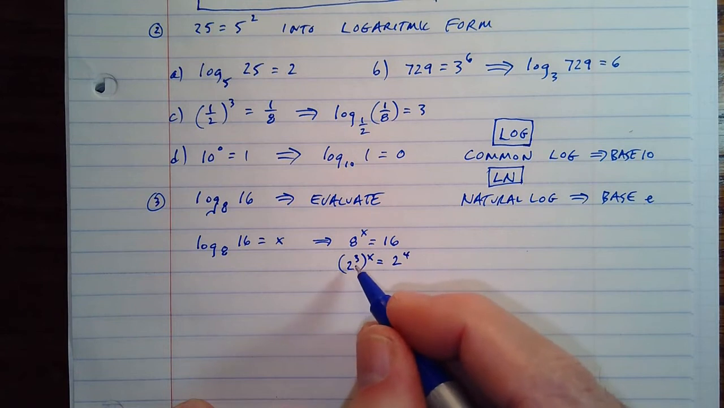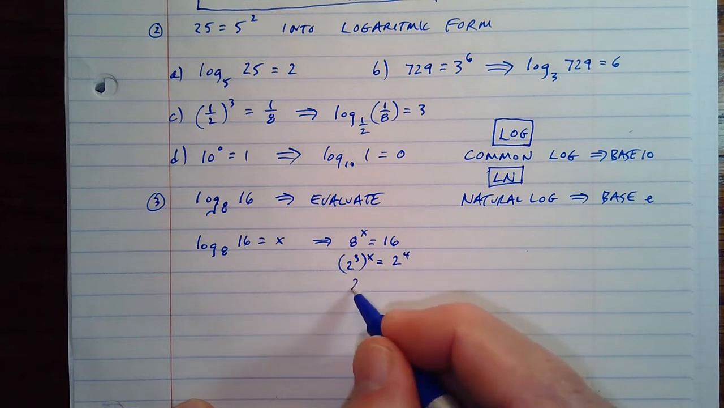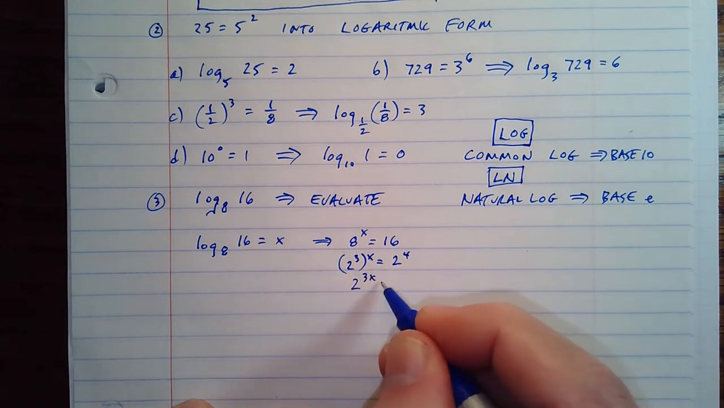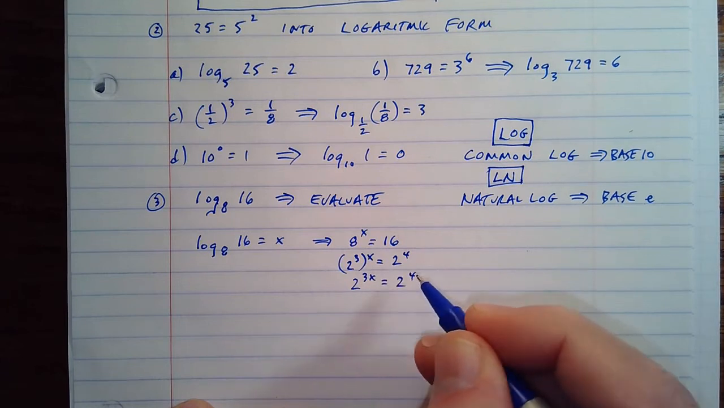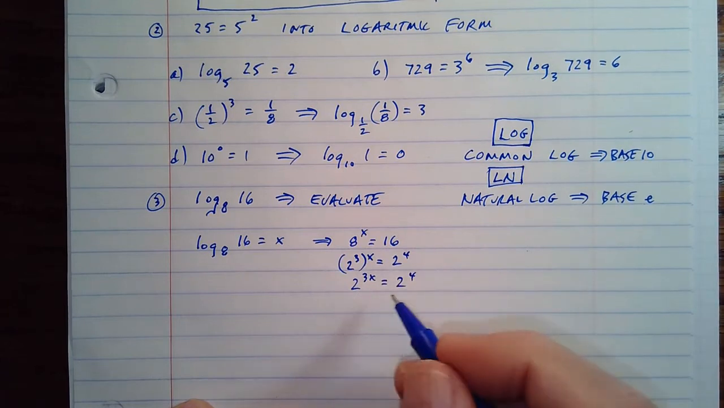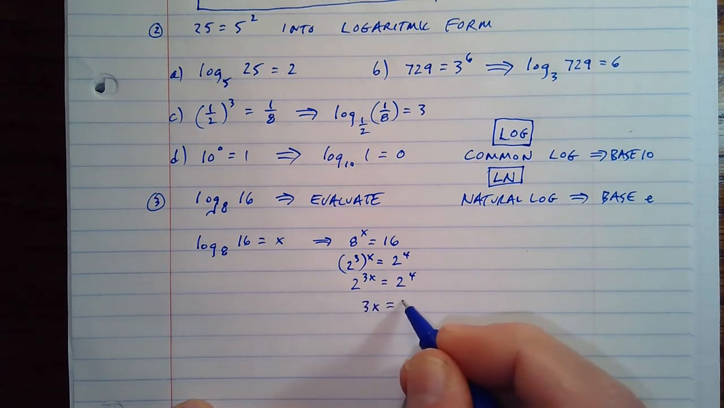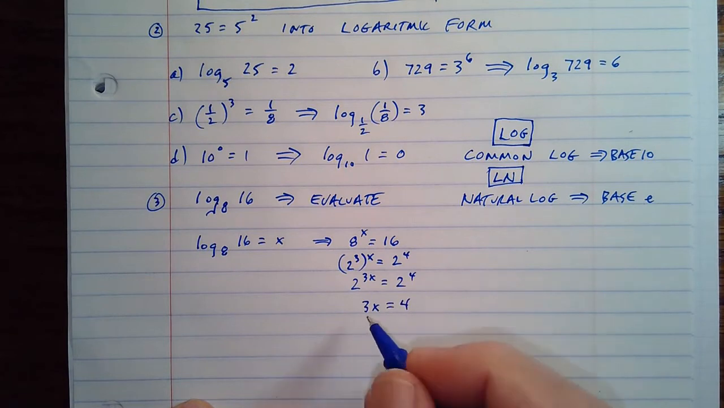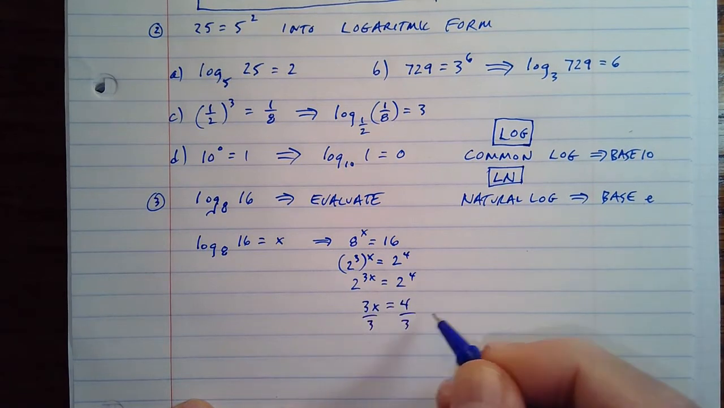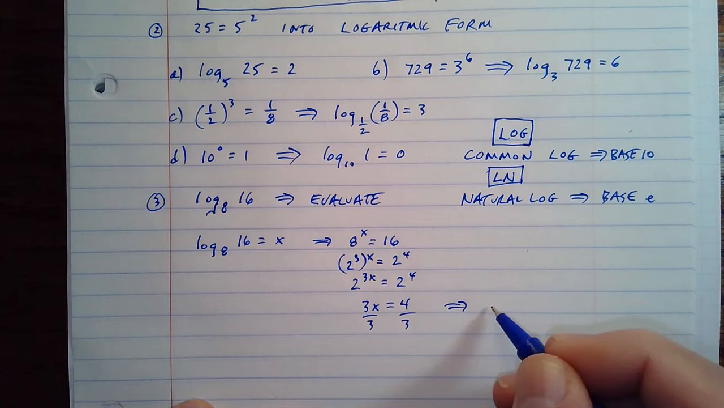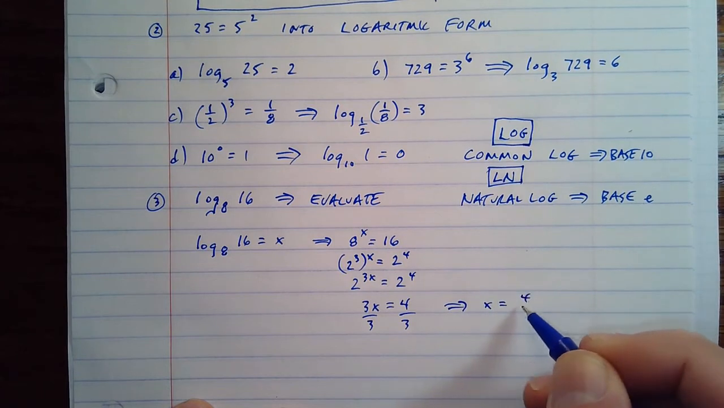And then the 2 to the 3rd to the x, that can be just 2 to the 3x equals 2 to the 4th. And now, because we know these things are supposed to be equal, because they have the same bases, now I can just say, all right, well then 3x would have to equal 4. And then divide away the 3, and that gets me my exponent of 4/3.